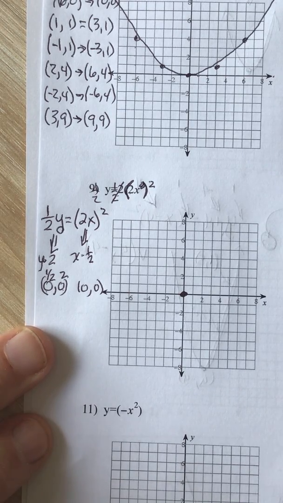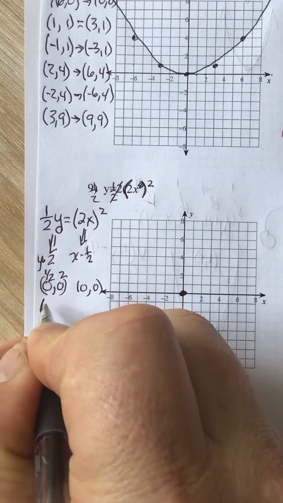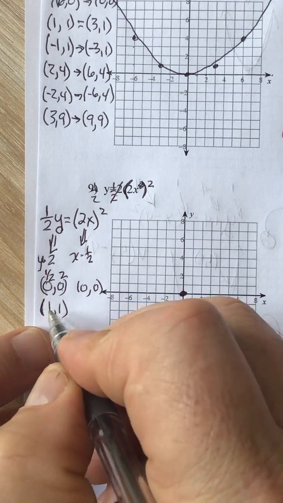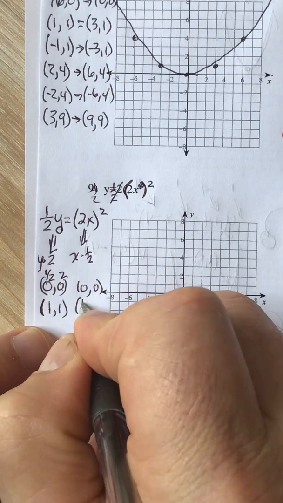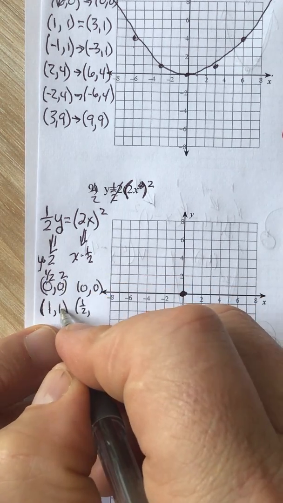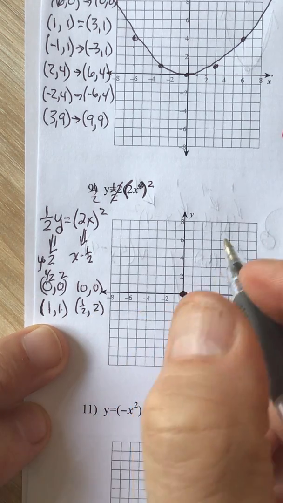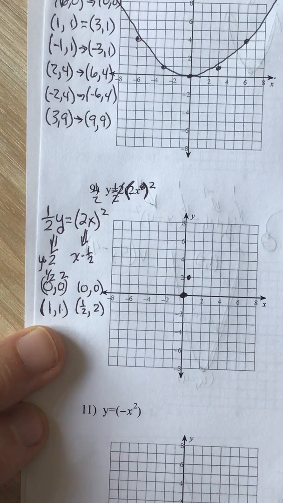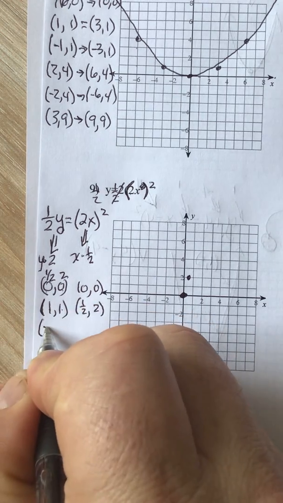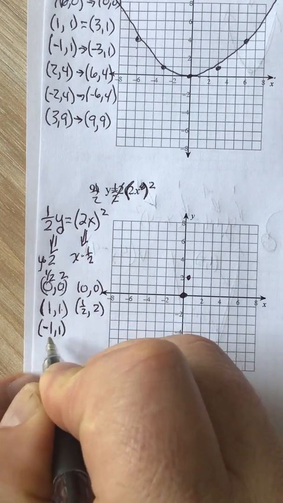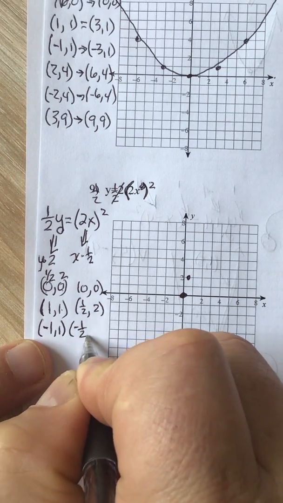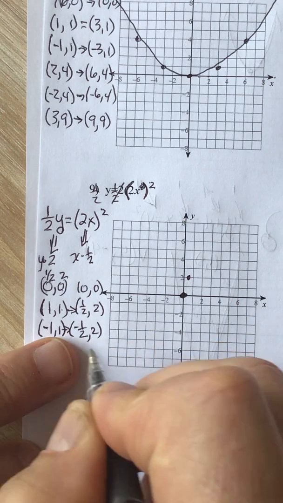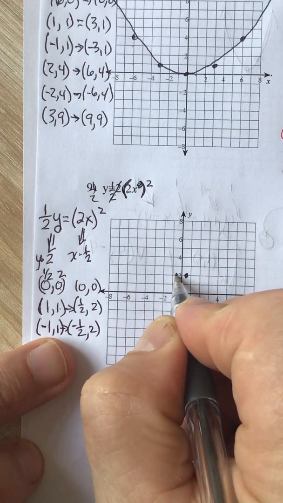You good? Okay, the next parent point is supposed to be 1, 1. But the x value is getting halved and the y value is getting doubled. So over 1/2, up 2. The next parent shape is negative 1, 1. So the x value is getting halved and the y value is getting doubled. That one's becoming negative 1/2, 2.